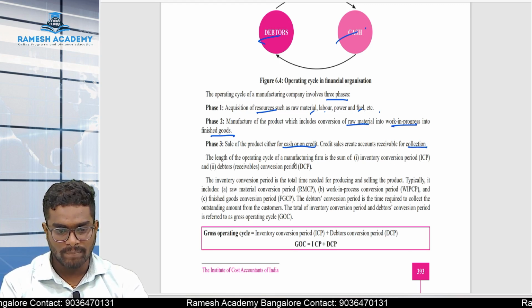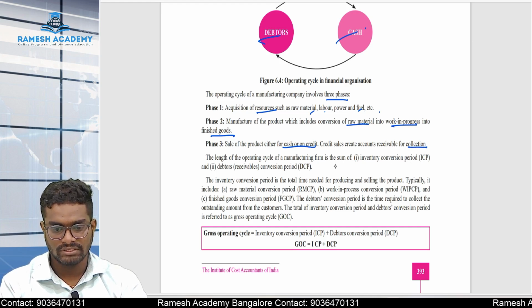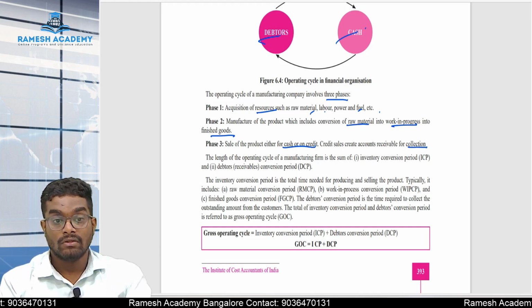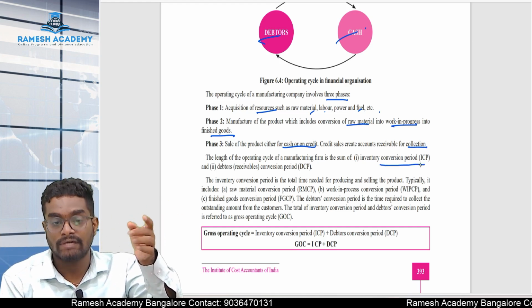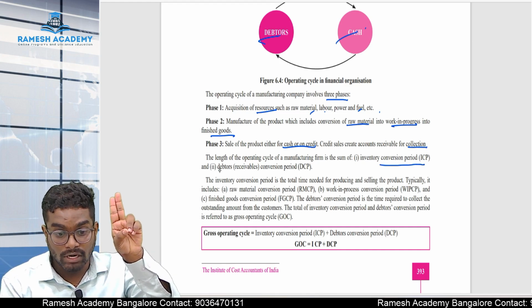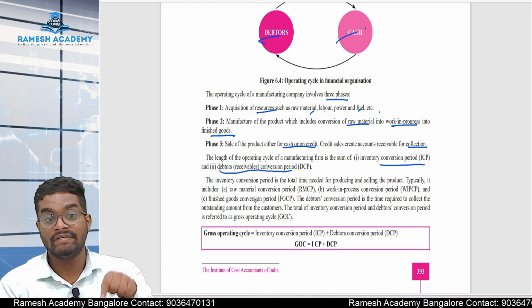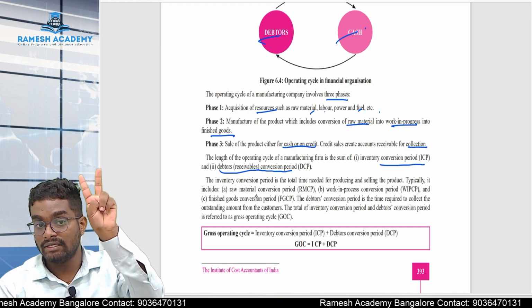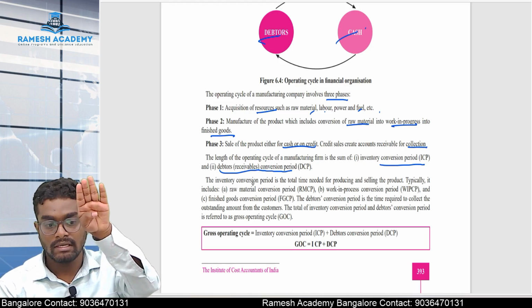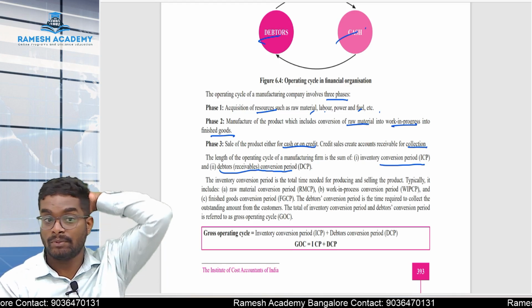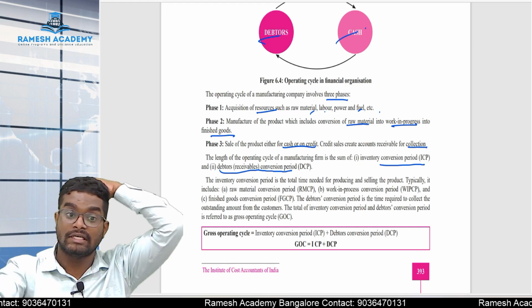The length of the operating cycle of a manufacturing firm is the sum total of... So what is the length of the operating cycle? First we have to add the inventory conversion period. Second, you have to add the debtors conversion period. So in inventory we have three: raw material, finished goods, work in progress. Add the three, then the debtors conversion period. So conversion period means in how many days it will be converted into cash.